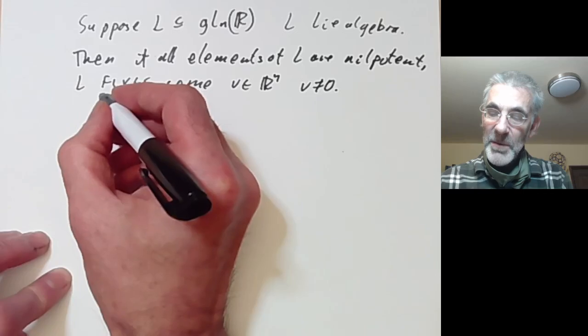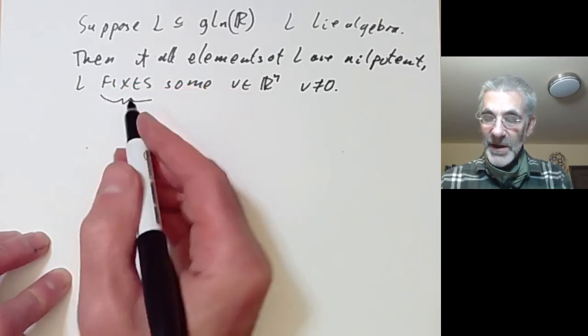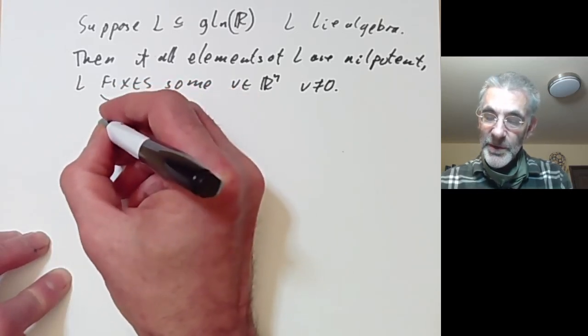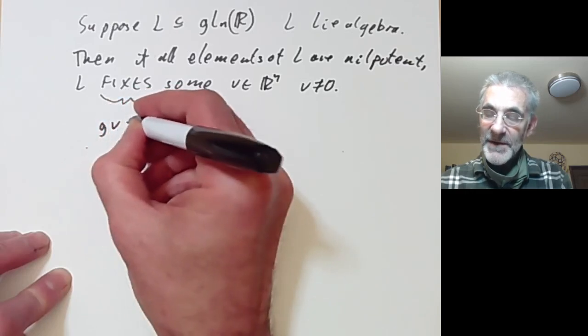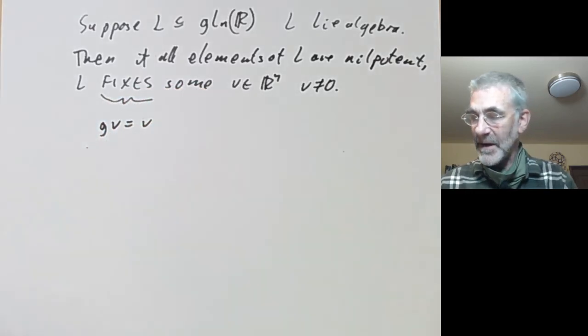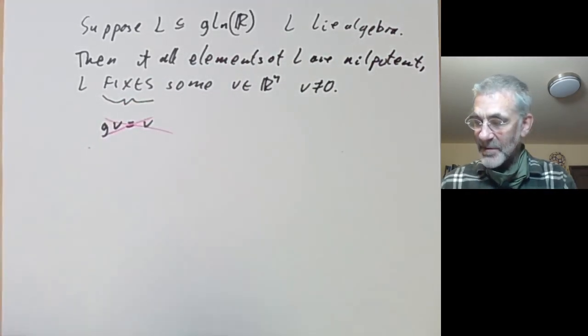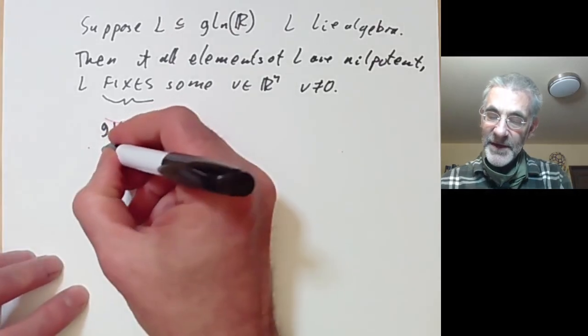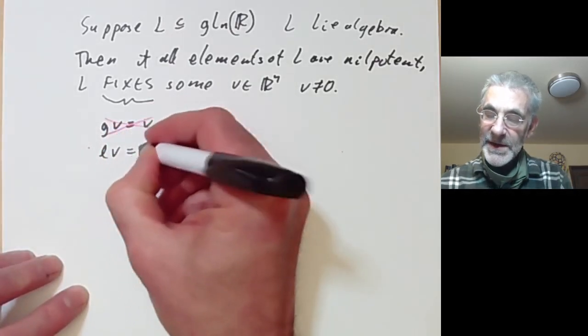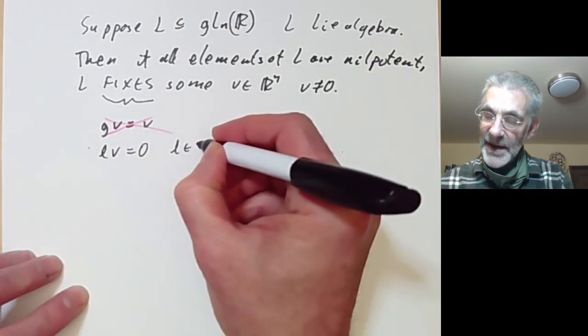First I'd better say what we mean by fixing a vector. So if G is a group, then we say that a group element g would fix a vector if g(v) is equal to v. This is not the definition we use for Lie algebras. For Lie algebras, the definition of fixing a vector says that L(v) is equal to zero, where L is in the Lie algebra.